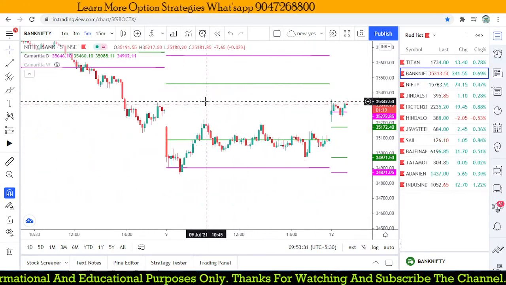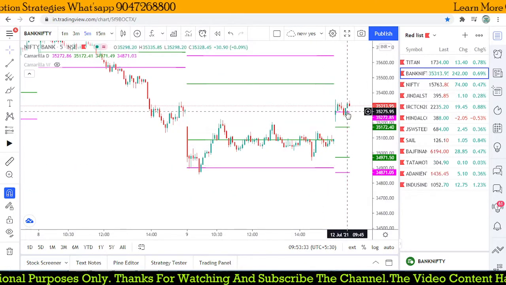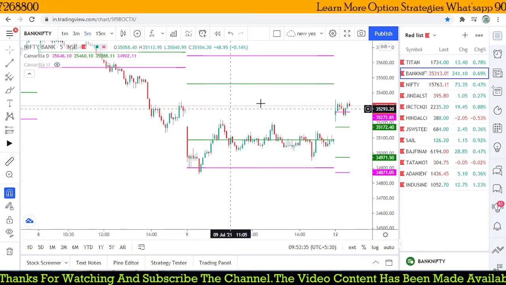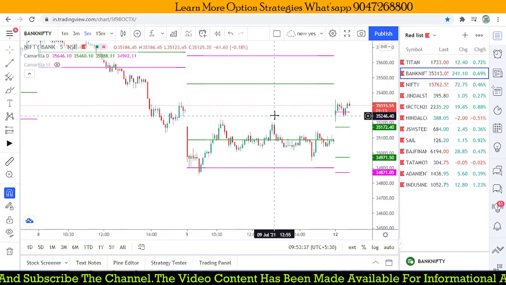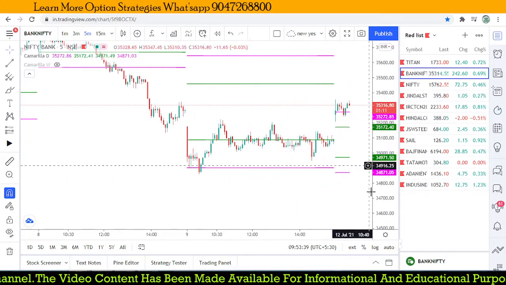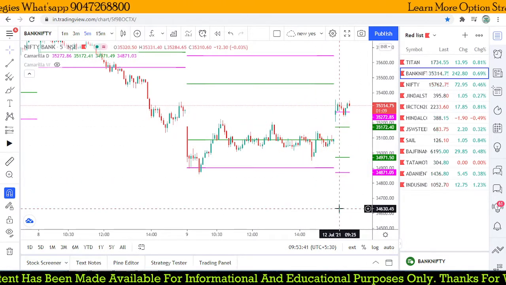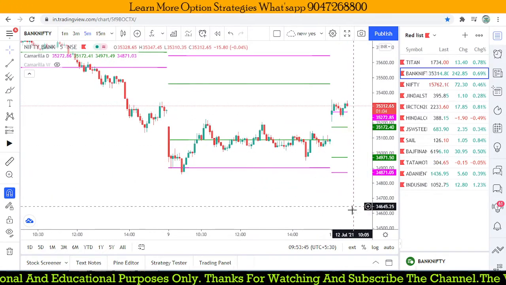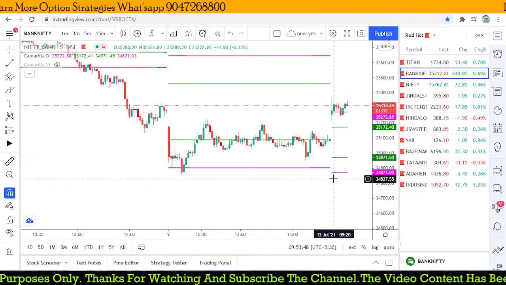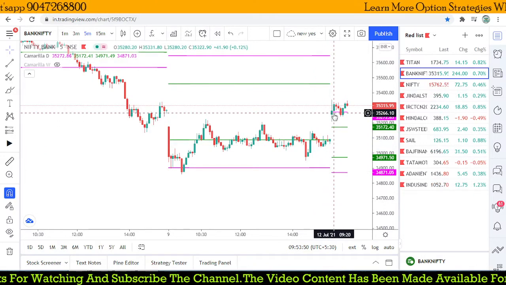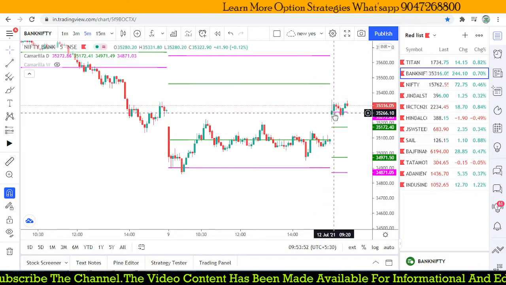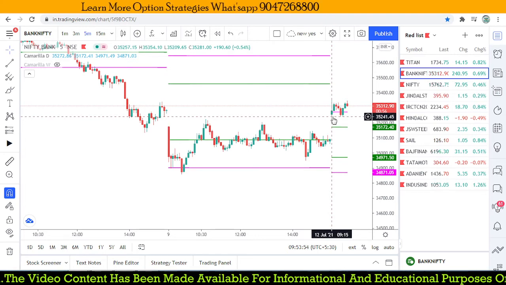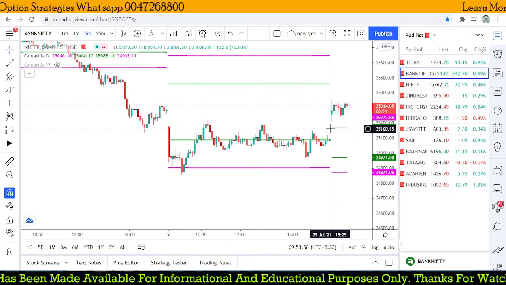So if you take today's scenario, Bank Nifty is showing a lower value relationship between the previous Camarilla levels and today's Camarilla. So we are expecting some downside in the market, but the open itself is around resistance 4. The market opened around resistance 4, so that shows us the strength of the market.